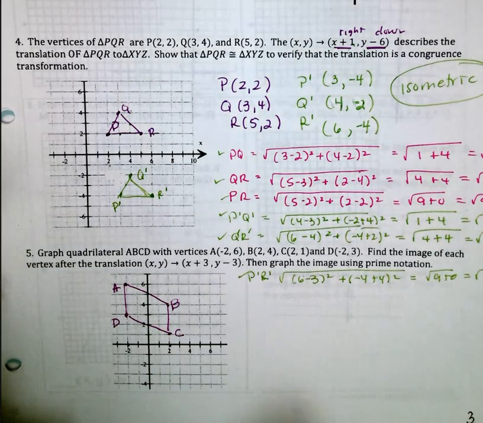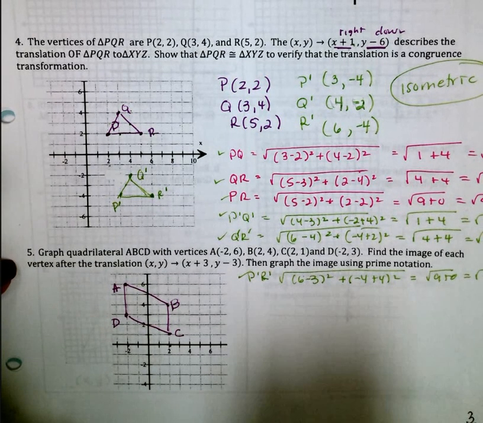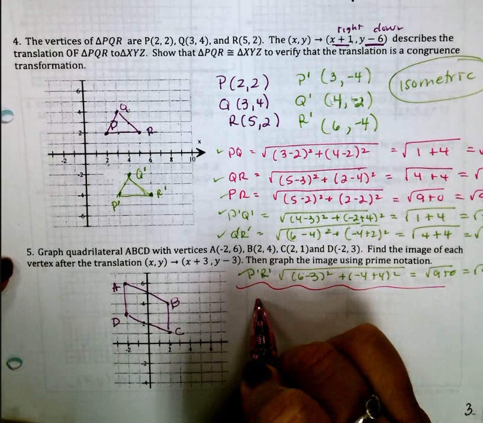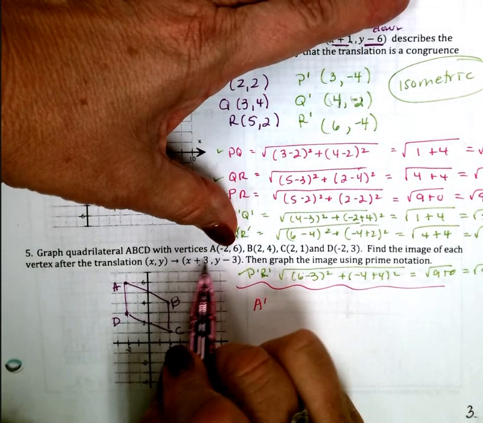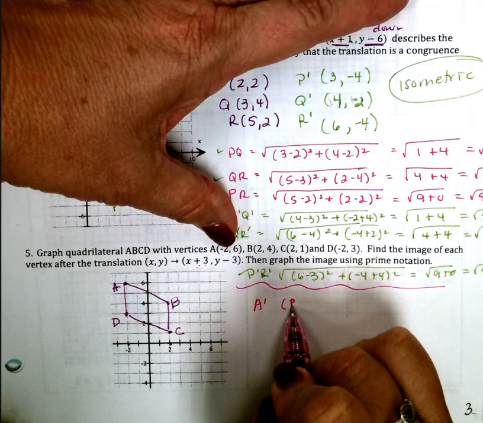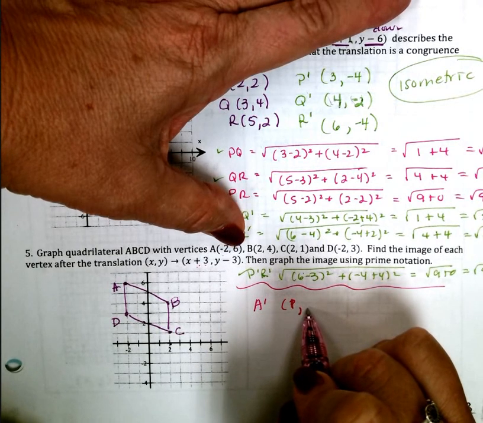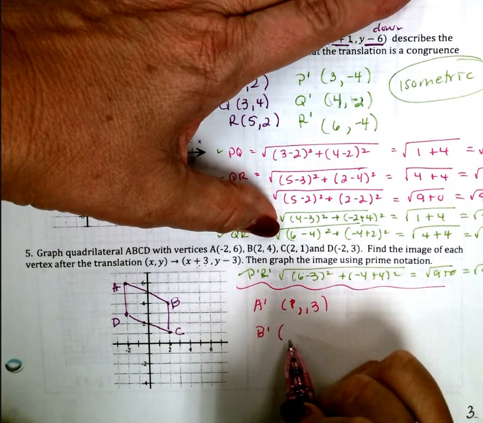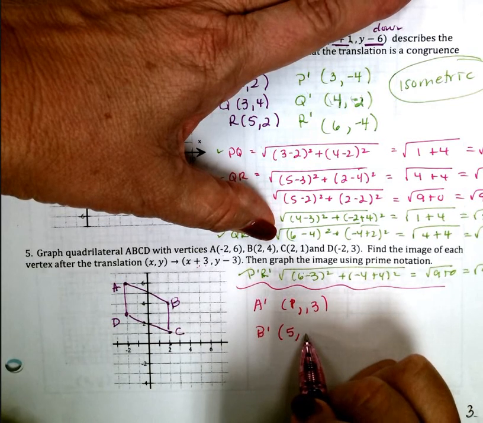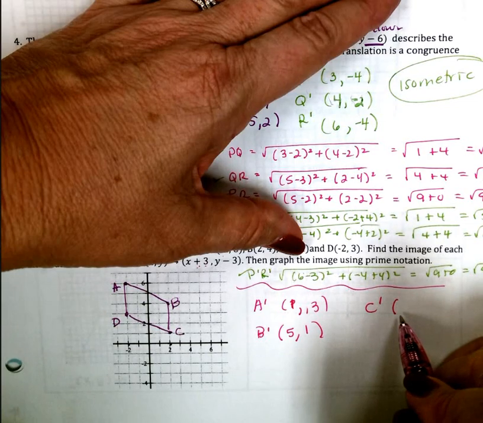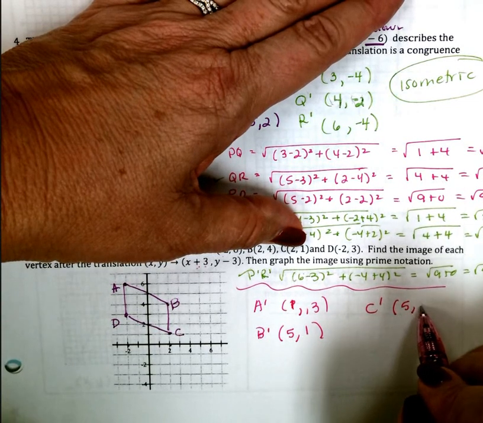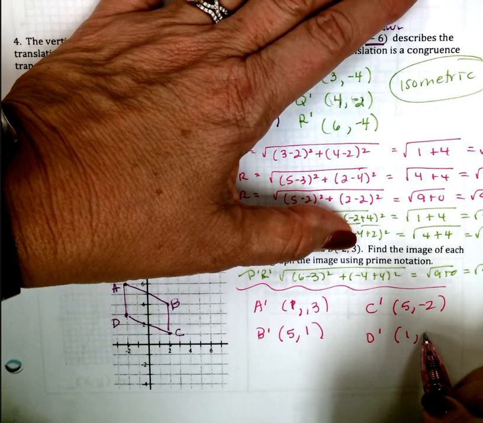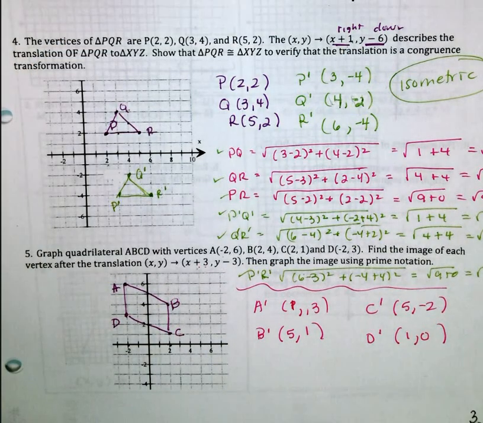So now I want to find the image. I'm going to do the easy way. So I have A prime. It's going to be negative 2 plus 3, so I should be at 1. 6 minus 3 is 3. B prime should be at 2 plus 3 is 5. 4 minus 3 is 1. C prime should be at 2 plus 3 is 5. 1 minus 3 is negative 2. And then D prime should be at negative 2 plus 3. 3 minus 3 is 0. So that should be where they go ahead and do their translation.